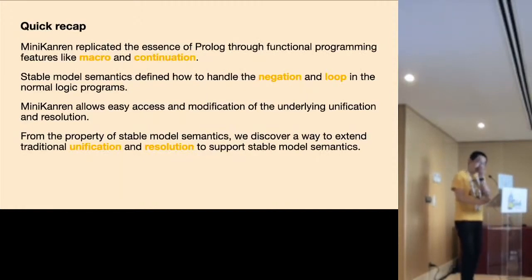Quick recap: miniKanren replicates the essence of Prolog through macros and continuations, okay? Then stable model semantics defines a way to handle negation and loops. This is what we try to do: we use macros and continuations to handle negation and loops as well. And miniKanren allows easy access to and modification of the underlying unification and resolution. So we also have a better understanding of stable model semantics. We found a property of stable model semantics, and we discovered a way to extend the traditional unification and resolution to support it.